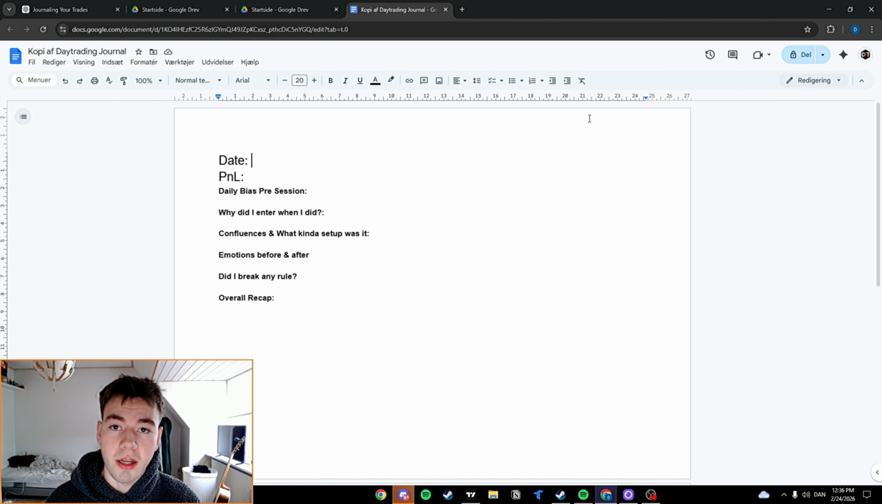So this is how my trading journal looks. It's very simple, very effective for me. Basically, we obviously have to have the date up here, then the P&L for the day, and then we get into some of the more writing stuff or whatever you want to call it. For example, first, daily bias pre-session.